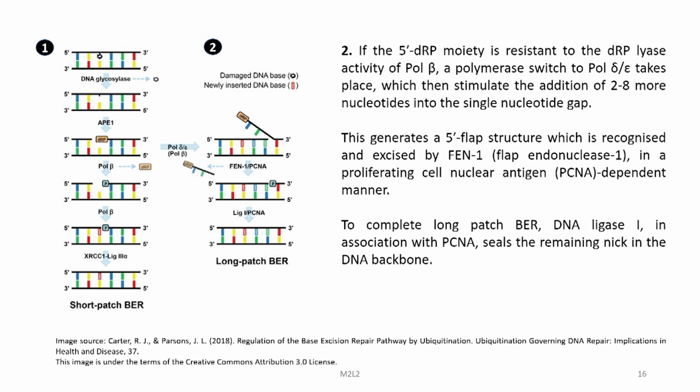Let us go to the second case, where if the 5' DRP moiety is resistant to the DRP lyase activity of Pol B, a polymerase switch to Pol delta epsilon takes place. So, here this Pol B is ineffective. That is the reason why it switched to this side of the reaction arm, where Pol delta and epsilon will be helping in repairing the damage.